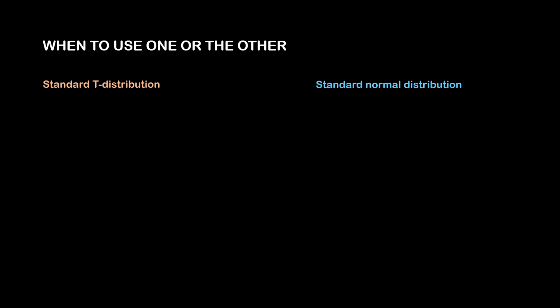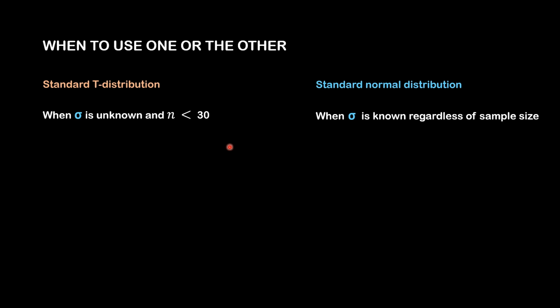Finally, when should we use the t-distribution instead of the normal distribution? We should use the t-distribution when sigma, the population standard deviation, is unknown, and when a sample size n is less than 30. If we are in the presence of these two conditions, we should use the t-distribution. If sigma is known, so if the standard deviation of the population is known, we should use the normal distribution regardless of sample size. It doesn't matter if your sample size is very small, small or big. As long as sigma is known, we use the normal distribution.